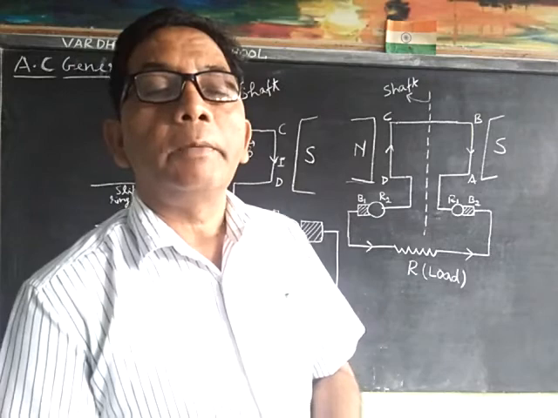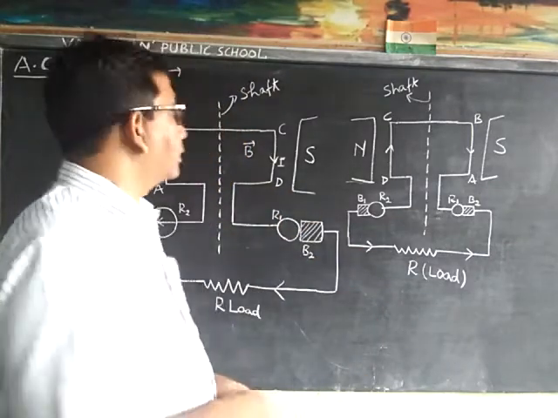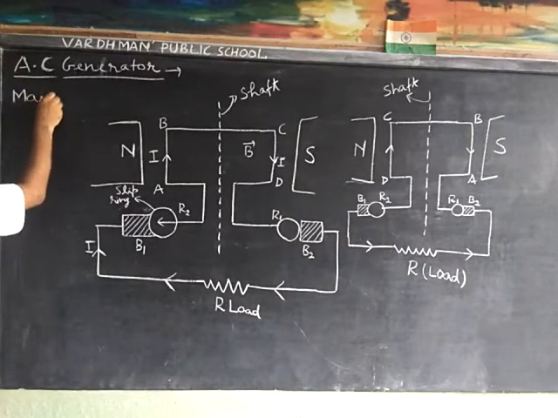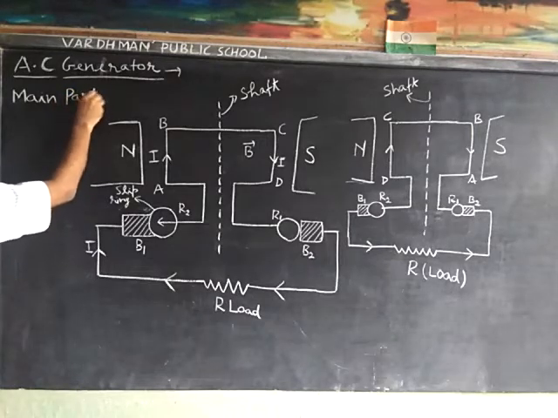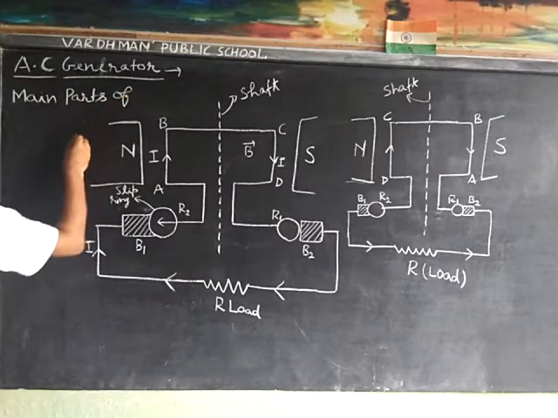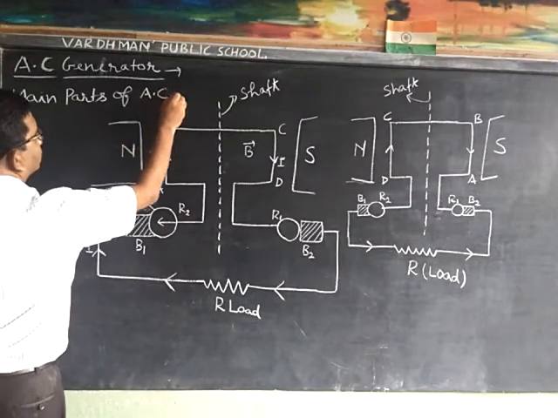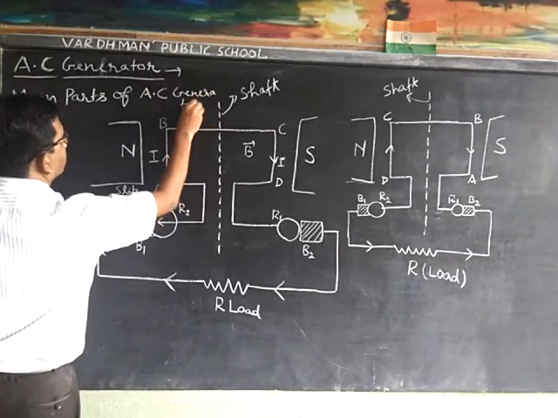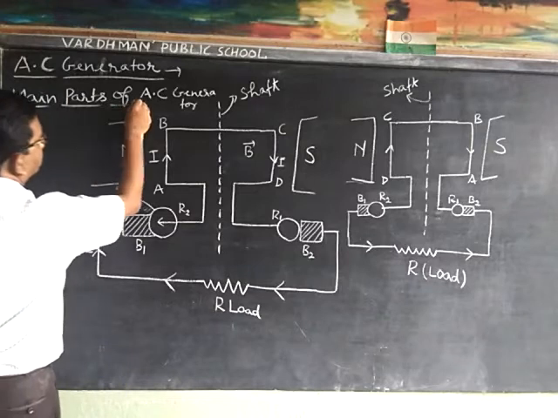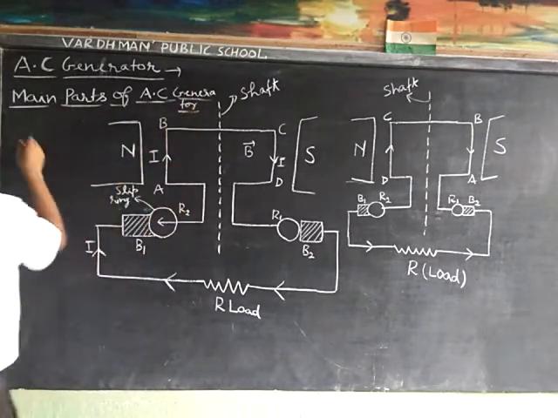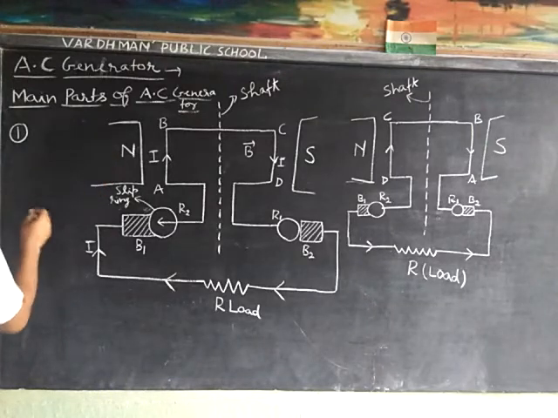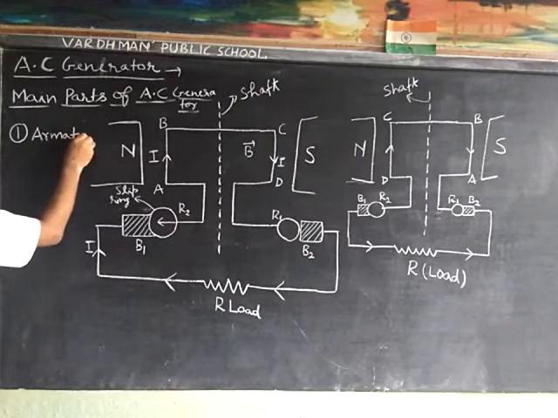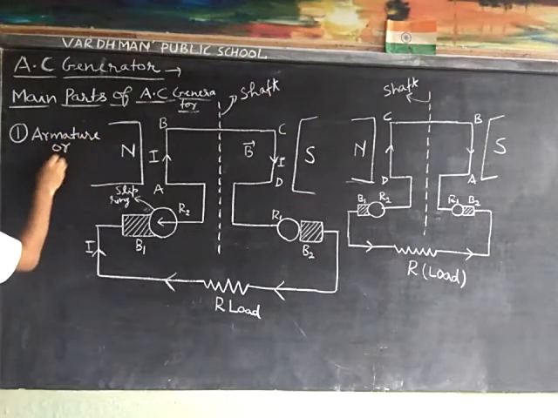Now, we will discuss the main parts of the AC generator. First one is the armature, or coil.